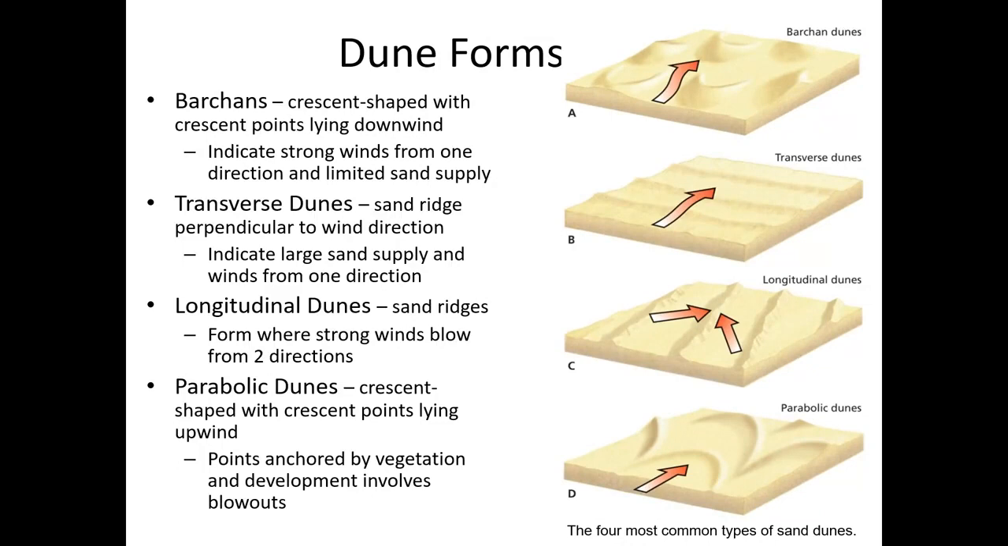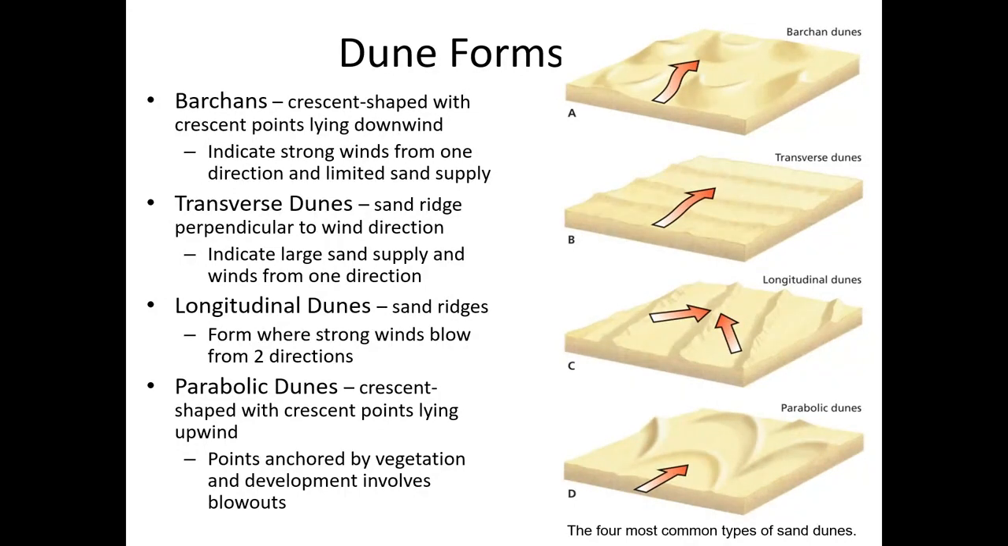Traverse dunes are these sort of hilly dunes that look like waves, and the wind is perpendicular to the dunes that form. That indicates large sand supply and winds coming from one direction. Longitudinal dunes form where you have winds coming from multiple directions, and the longitudinal dunes form in the same direction that the prevailing winds are generally coming from.